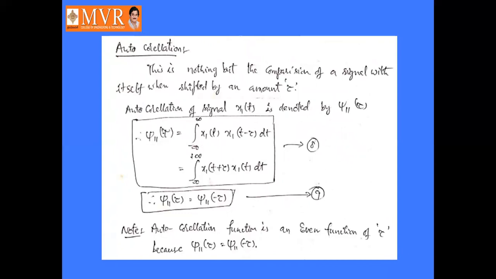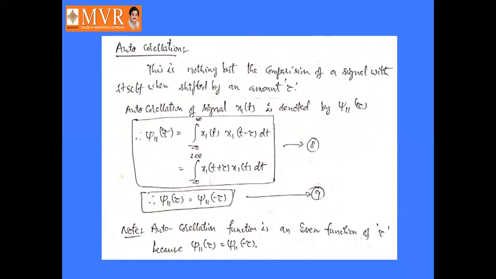So that is cross correlation. We are comparing two different signals. Suppose a signal is compared with itself only, then it is called autocorrelation. Autocorrelation is nothing but the comparison of a signal with itself when shifted by an amount of tau. So the autocorrelation of signal x1 of t is denoted by J11 of tau.